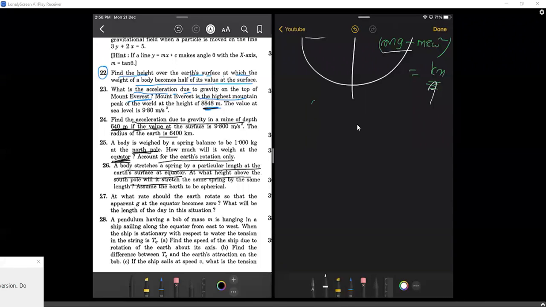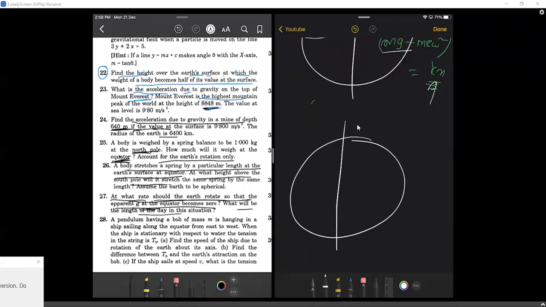Now look at 27. Now look at the question 27. At what rate should the Earth rotate so that the apparent g at the equator becomes zero? This is a good question, guys. I remember someone asking me this question, and I gave a very silly answer.